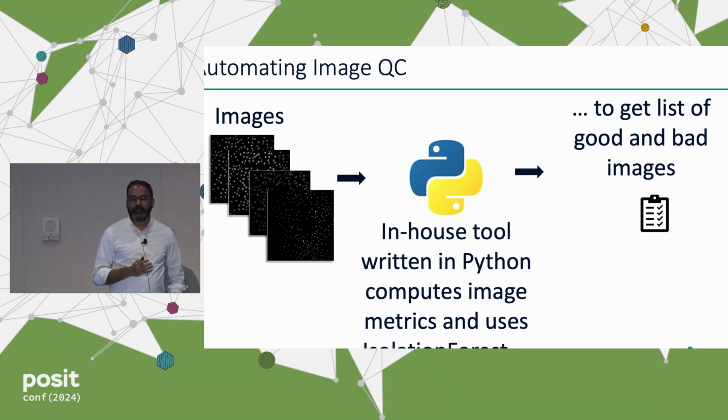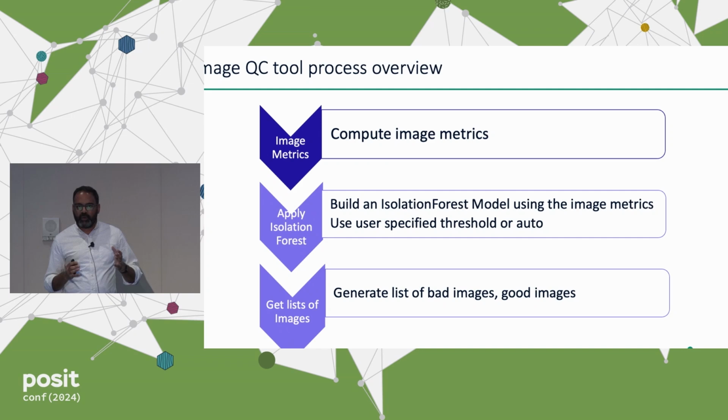So we had a team that had already written a tool using Python to do image QC. Once we get the images, we use this in-house tool that computes a bunch of image metrics for us, and then uses a technique called isolation forest to find outliers and inliers, in effect giving us a list of good and bad images. So the whole process looks like this. Once we get the images, we compute the image metrics, then we take the isolation forest model and feed it these metrics as features. In an isolation forest, you can give an automatic threshold, or you can specify a threshold if you don't know. It will take that threshold and then generate a list of good and bad images for us.